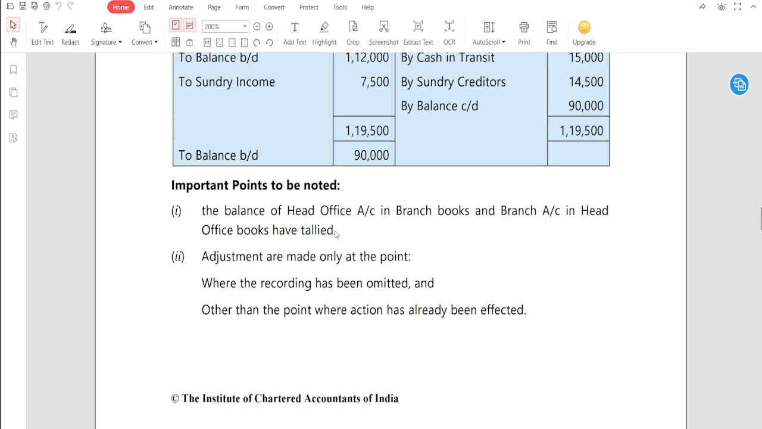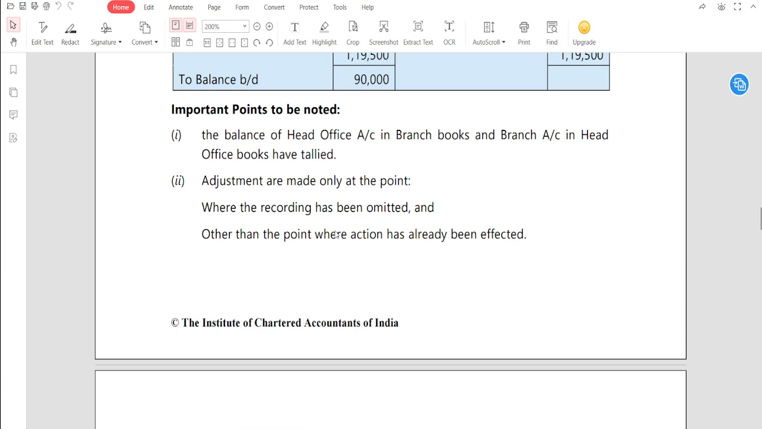Important point to be noted: the balance of HO in the branch books and the branch in HO books have tallied. Adjustments are made only at the point where the recording has been omitted, and not at the point where action has already been effected. Look at what is written, a very important topic given by the institute: both the accounts should match in their separate books of accounts. Adjustments are made only at that point where the recording has been omitted, and not at the point where action has already been effected.